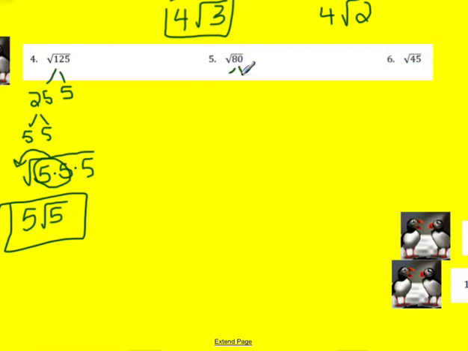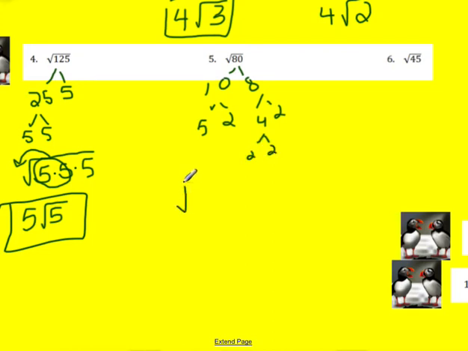Well, I see that it ends in a 0, and we talked about how things that end in a 0 are divisible by 10. So 80 divided by 10 is 8. So 80 I know I can break down to 10 and 8. 10 I can break down to 5 and 2. 8 I can break down to 4 and 2. And 4 I can break down to 2 and 2.